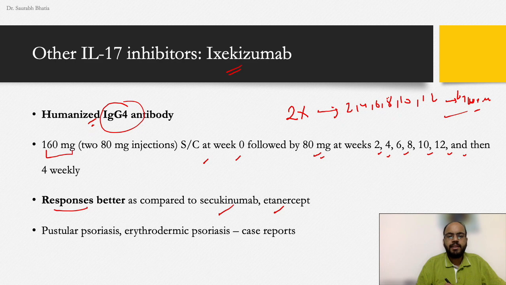Remember that the PASI 75 score at week 12 was 75 to 80 percent for Secukinumab. It has been found to be around 85 to 88 percent for Ixekizumab. Okay, so Ixekizumab is a bit better than Secukinumab or etanercept. Isolated case reports exist in which Ixekizumab is found to be helpful in pustular psoriasis and erythrodermic psoriasis. Okay, so that's it for Ixekizumab.